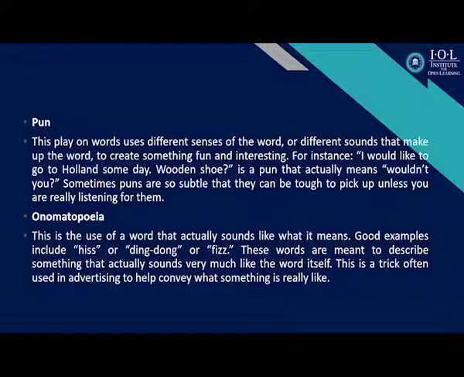We also have a pun, which is a play on words using different senses of the word or different sounds that make up the word. It creates something fun and interesting. For instance, I would like to go to Holland someday. Wouldn't you? There is a pun. We also have onomatopoeia, whereby we use a word that actually sounds like what it means. For example, hiss or ding dong or fizz or boom.